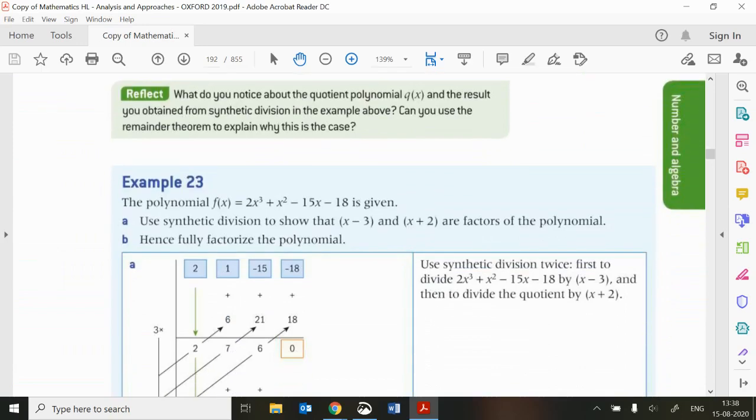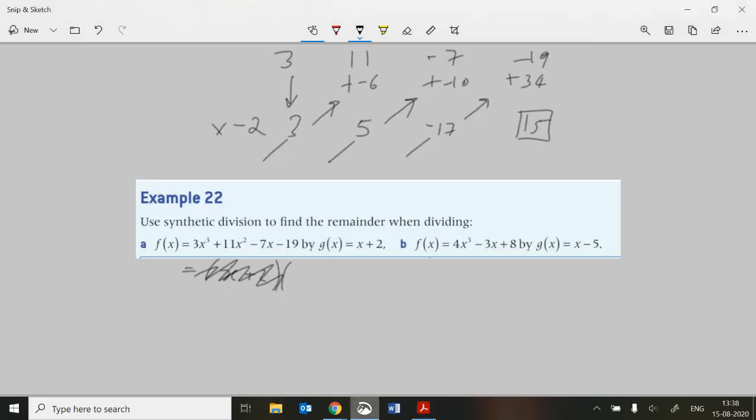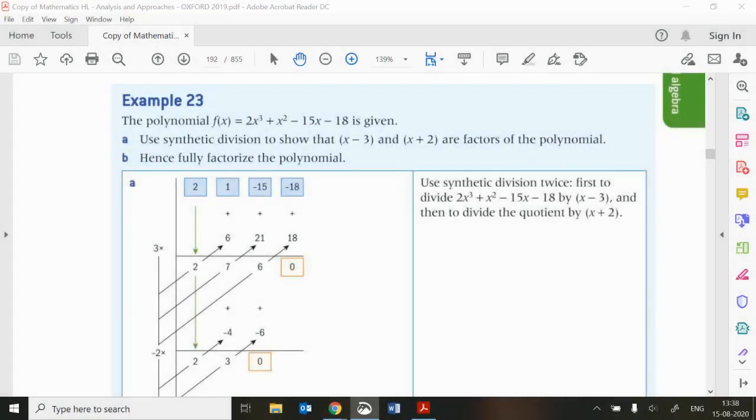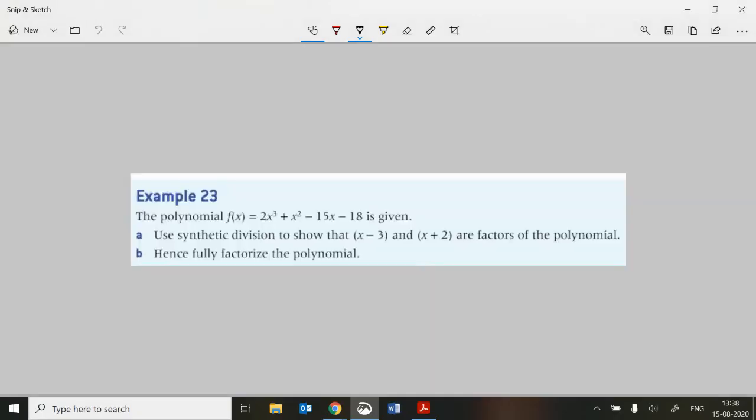Okay, I actually think there is one more question. Yes, there is, and this is really what I was looking for here. So for example 23, this is saying the polynomial is given here, and it's saying use synthetic division or Horner's algorithm to show that x minus 3 and x plus 2 are factors of the polynomial. So now these are two factors, and that's going to give us a third factor here as well. The third factor will hopefully have 2x plus or minus something at the end as well.